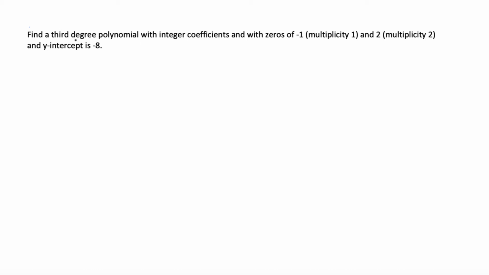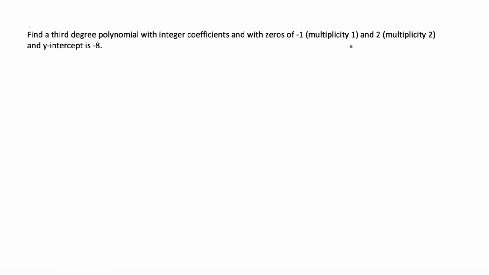Find a third degree polynomial with integer coefficients and with zeros of -1 with multiplicity 1 and 2 with multiplicity 2, and the y-intercept is -8. Okay. So it seems like there's a lot going on here, right? So let's just try to narrow it down. So we know we want to find a third degree polynomial, which means that we need 3 zeros, or 3 solutions. And if you check, we actually have 3.